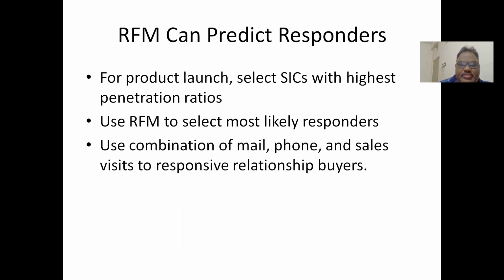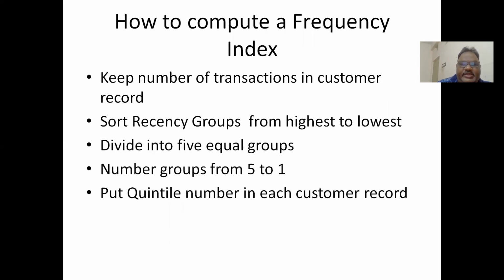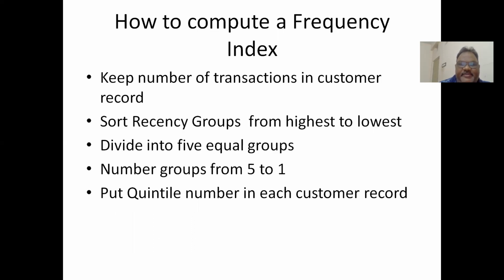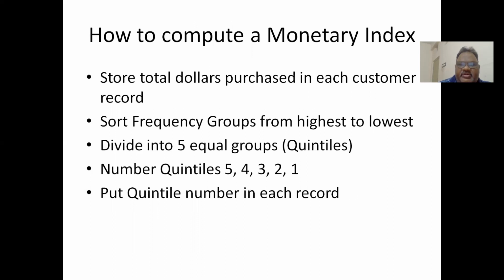So, how to compute the frequency score? Keep the number of transactions in each customer record, sort the frequency from highest to lowest, divide into 5 equal groups, and number the groups from 5 to 1. Similarly, for the recency score, put the most recent purchase date into every customer record, sort the database by that date, newest to oldest, divide into 5 equal parts, and assign 5 to the top group, 4 to the next. Similarly for monetary, sort the total dollar amount purchased in each customer record from highest to lowest, divide into 5 equal groups, and number them 5 to 1.